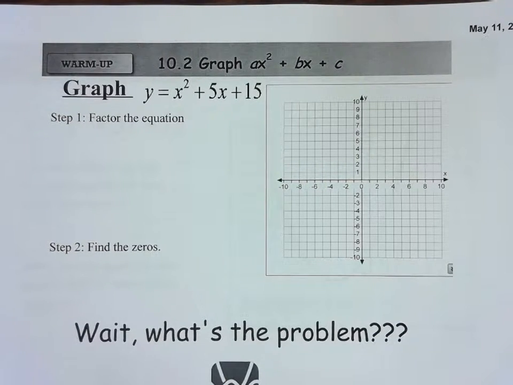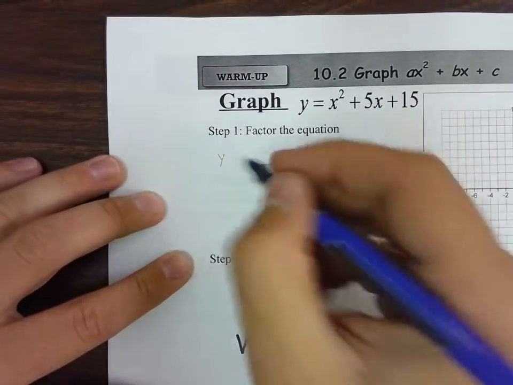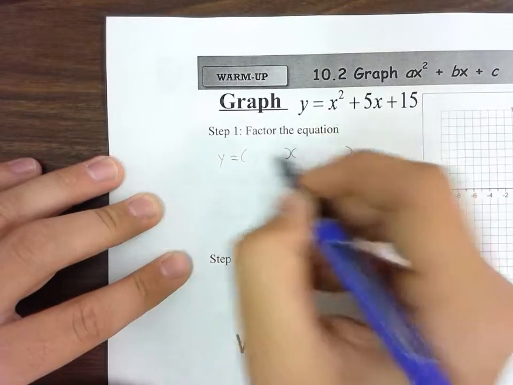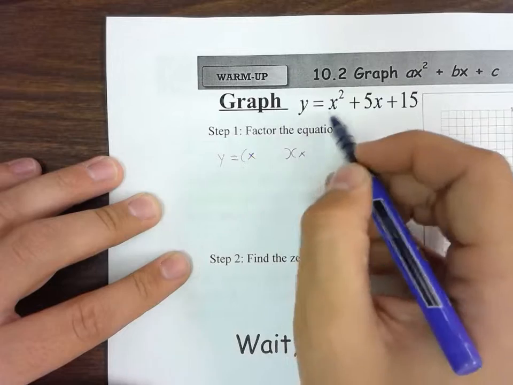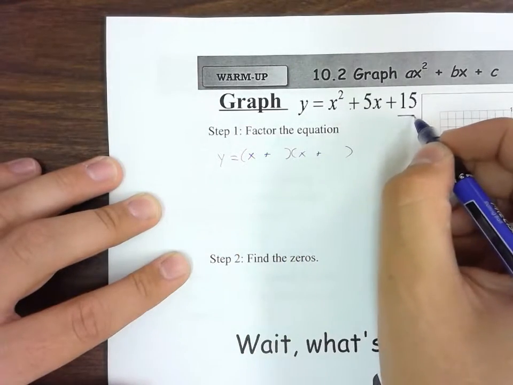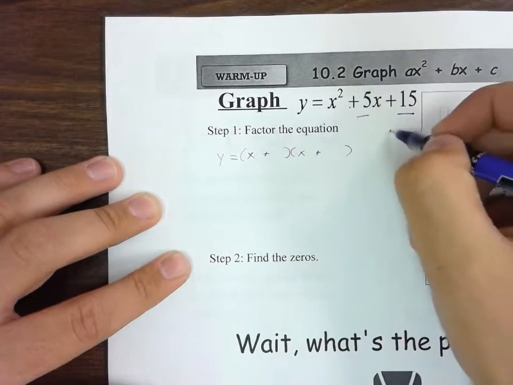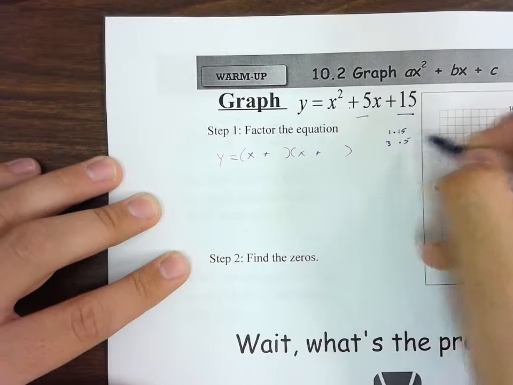If we want to graph y equals x squared plus 5x plus 15, well, we've got to factor it first, right? Scoot this over so you guys can see a little bit better. We're going to start with x and x. This is positive, so we're going to do two of these, so two positives. Factors of 15 that add up to 5. Factors of 15 are 1 times 15, or 3 times 5.